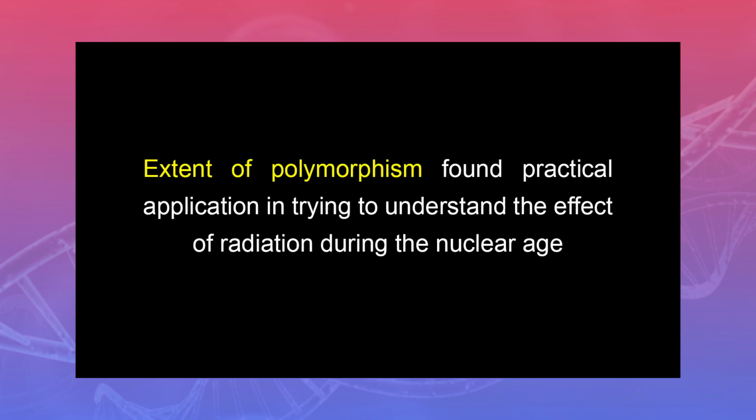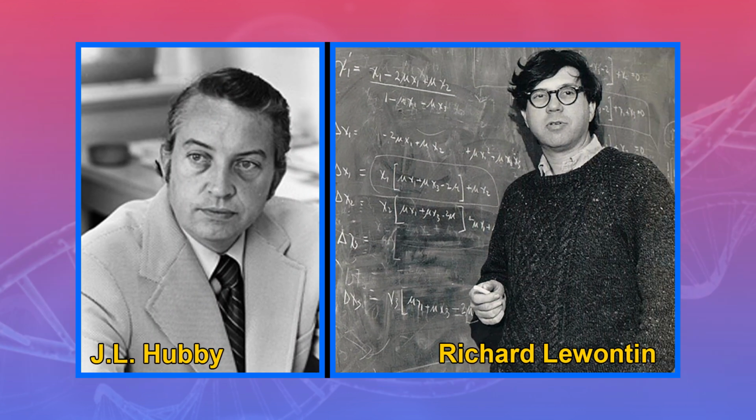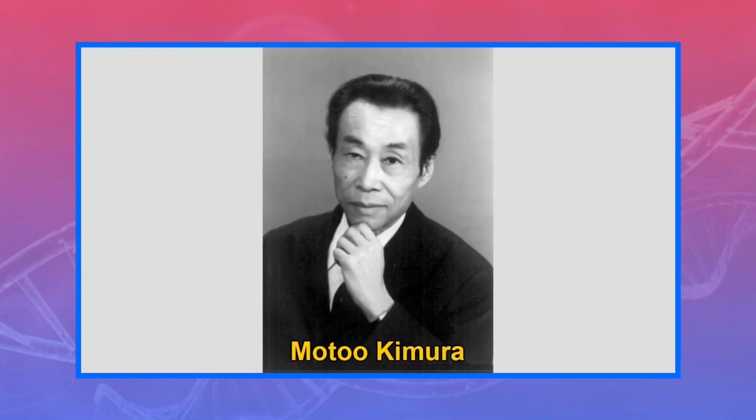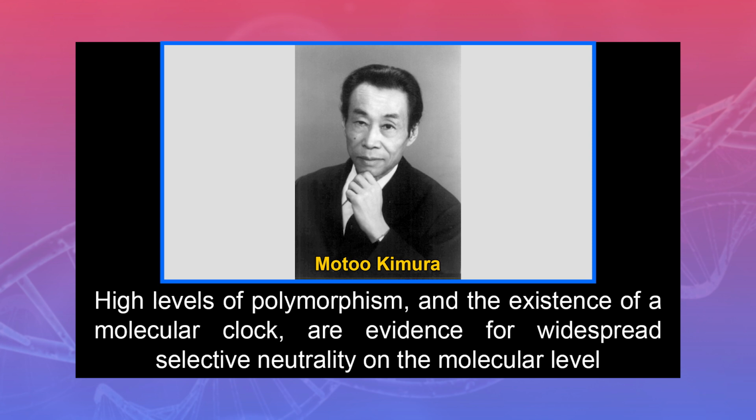The extent of polymorphism found practical application in trying to understand the effect of radiation during the nuclear age. Dear students, the discovery of the molecular clock and the two papers on allozyme polymorphism by Richard Lewontin and J. L. Hubby broke the Wright-Fisher balance-classical duopoly. Neutral theory, promoted by Motoo Kimura, leapt in to fill the breach, arguing that the high levels of polymorphism and the existence of a molecular clock are evidence for widespread selective neutrality on the molecular level. In other words, transient polymorphism is very common, while overdominance in the balance school sense is not.